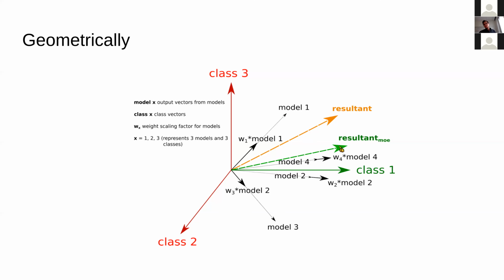However, in reality, this resultant should have been a bit closer to class 1, because the true prediction is class 1. So what we want is to learn the scaling factors, which we call weights, such that for this example, we scale down the vectors of model 1 and model 3, and scale up the vectors of model 4 and model 2, so that the resultant, which is called the resultant MoE, lies much closer to class 1. This is the geometrical interpretation of what the mixture of experts framework tries to achieve.